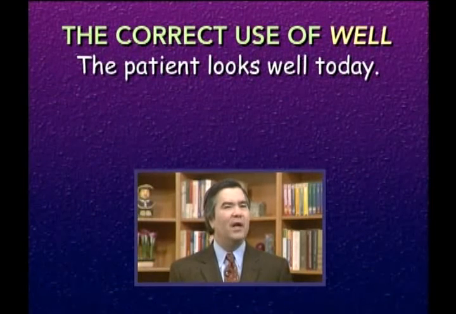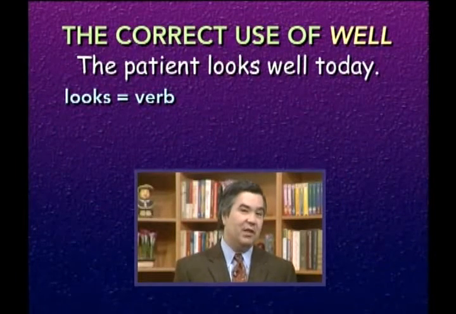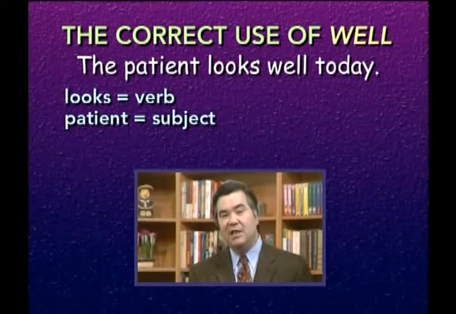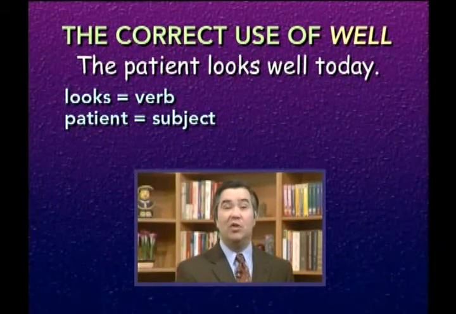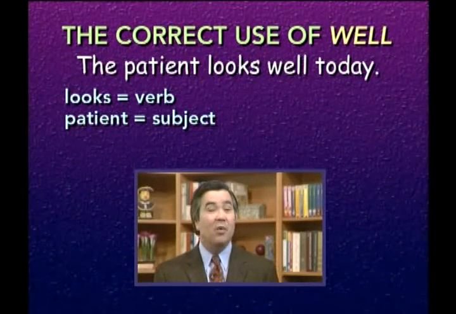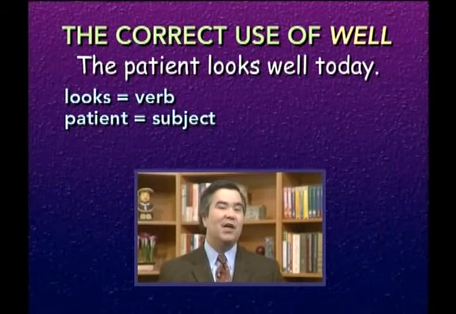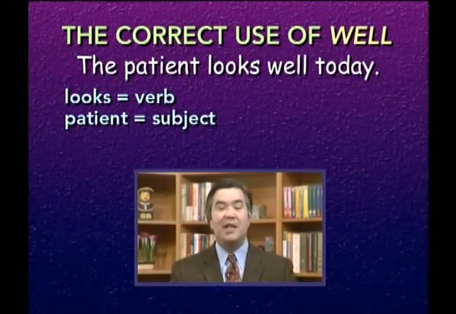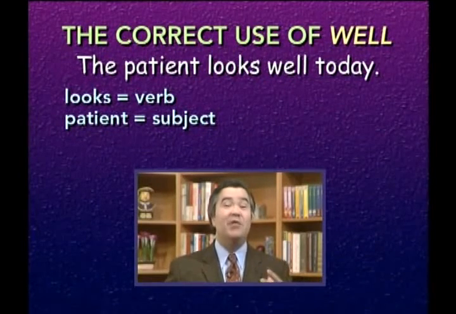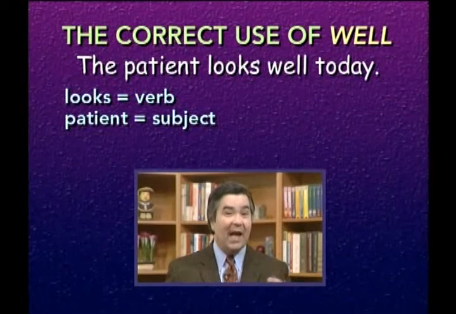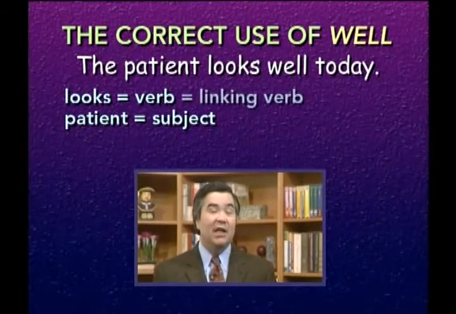The patient looks well today. What's the verb in this sentence? Looks. The subject, patient. Now, is looks in this sentence an action verb or a linking verb? Is it describing something that the patient is doing or something that the patient is? Well, if you think about it, this sentence is really describing something that the patient is. It's not telling something the patient did, but rather that the patient is or seems to be healthy. So the patient's state of being is being described, not an action that the patient is undertaking. So looks in this sentence is being used as a linking verb.